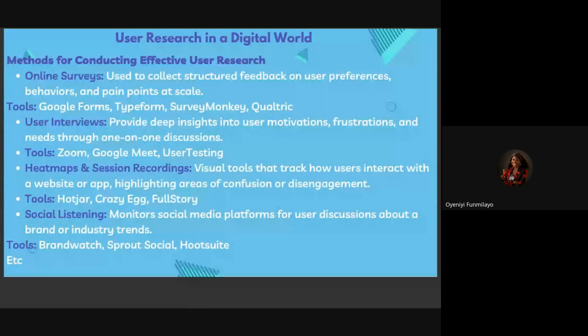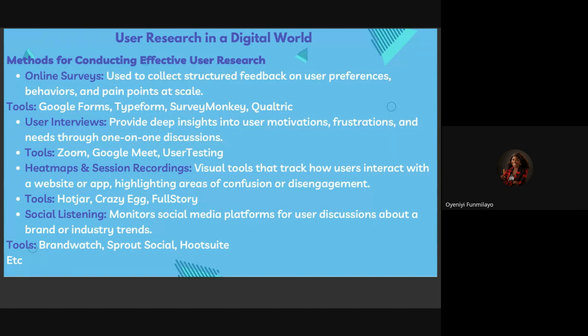Another way to conduct effective user research is by doing interviews. So interviews could be one-on-one. They provide deep insight into user motivation, frustrations, and needs through one-on-one discussion. You can do this in person, right? You can do it on Zoom, Google Meet, UserTesting, right?